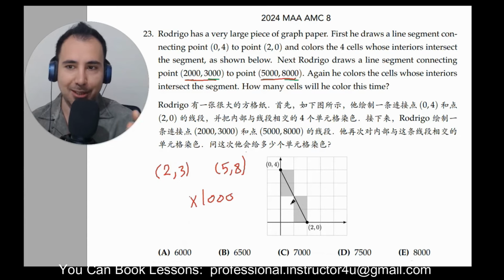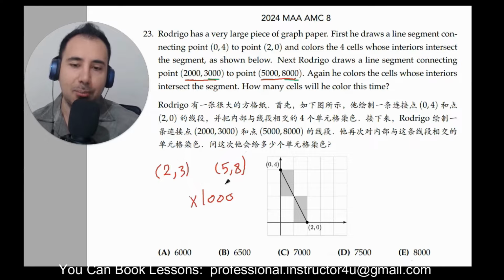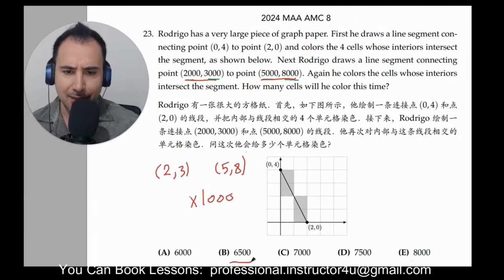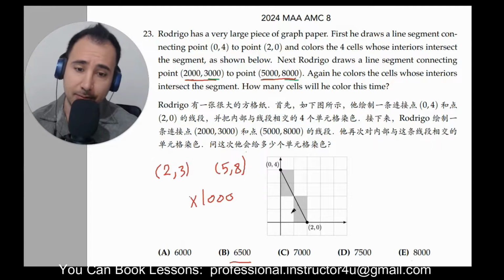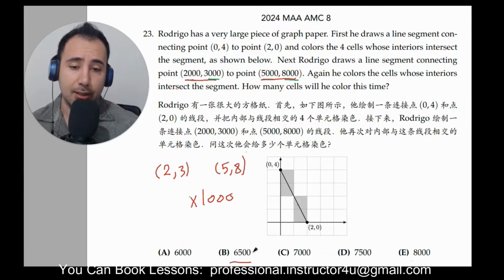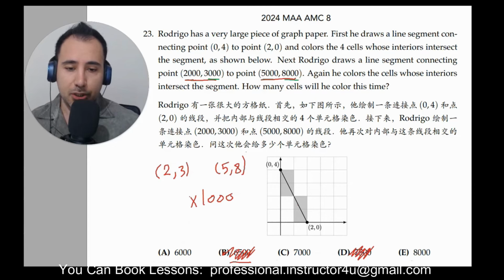No, it's just like we have 1, 2, 3, always integers. So when we multiply them by 1,000, maybe we get 6,000, 7,000, 8,000. But this means that this line is going to cross 6.5 squares? No. So this one is already out. This one is already out. Okay, so we're just going to go these 2 points.